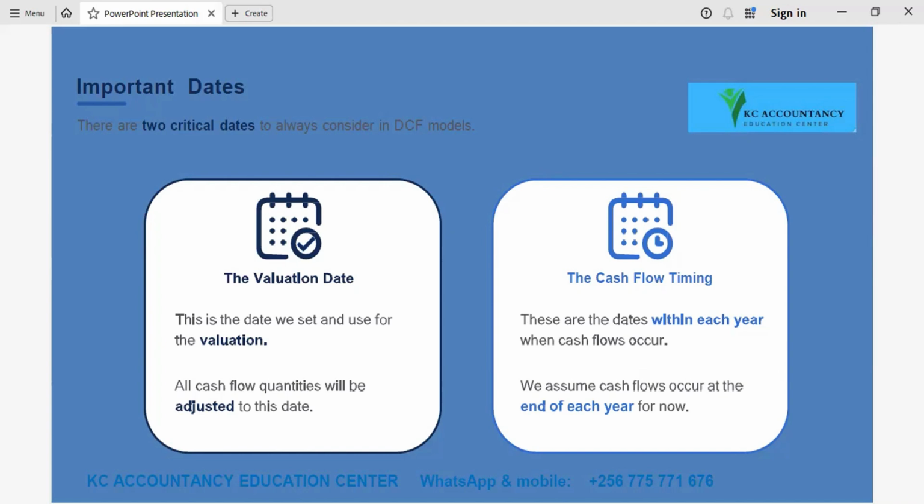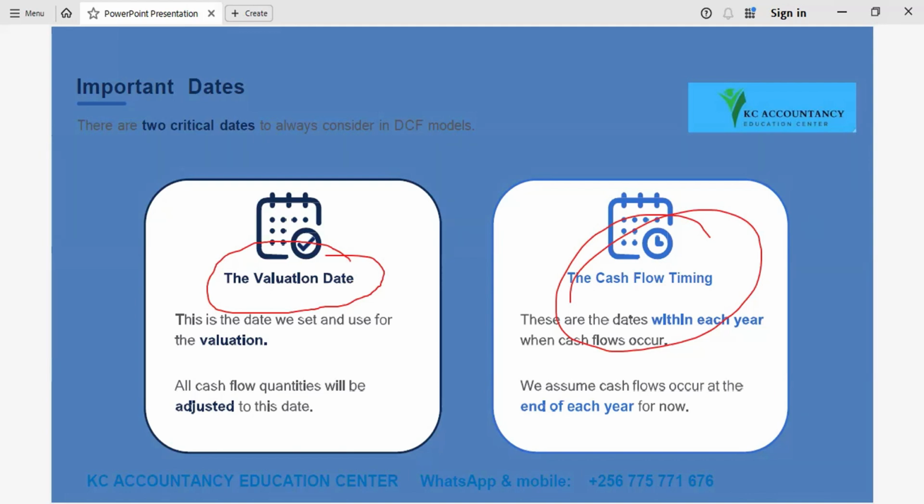One, we need to understand the timing of these cash flows. The cash flow timing is really very important. And the second one, we also have to look at the valuation date, the date when we are doing the valuation. In other words, the date that we are carrying out the valuation. Those two dates are actually very important.